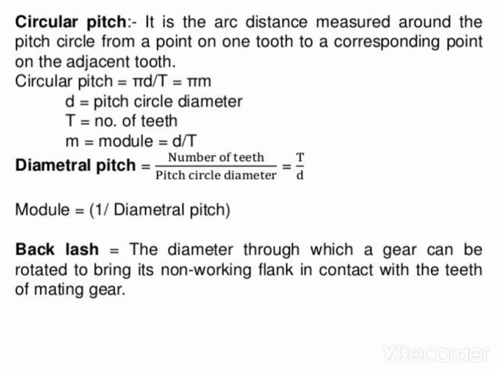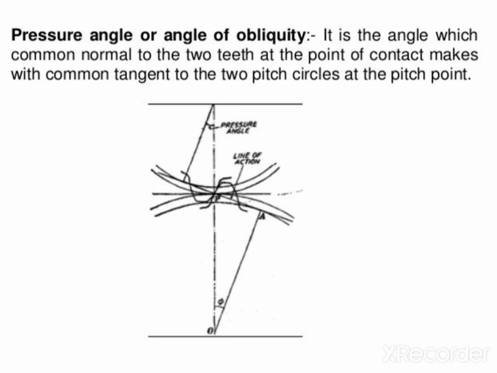Now we will move towards the next point, that is pressure angle or angle of obliquity. It is the angle which the common normal to two teeth at a point of contact makes with the common tangent to the two pitch circles at the pitch point.